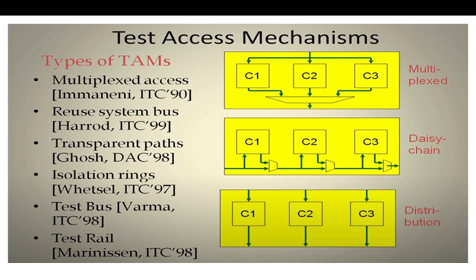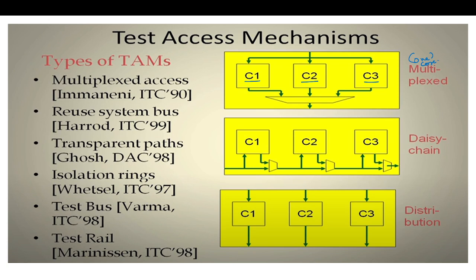Next, test access mechanism. So we have different types of test access mechanism, or TAM. The first is the multiplexed one. That is, at a time I can test C1 or C2 or C3. So only one core can be tested at a time.